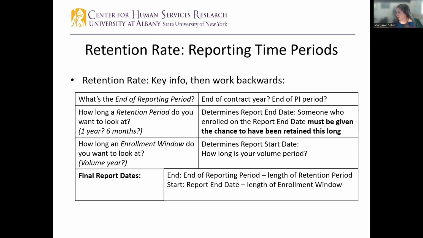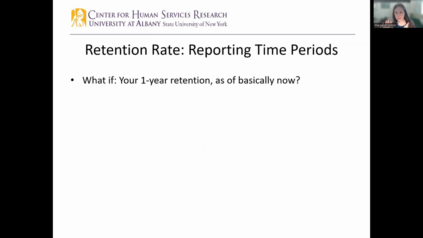So your final report dates. So what you type into MIS, the end date is going to be the end of your reporting period minus the length of your retention period. And the start date is going to be the report end date minus the length of the enrollment window. So figure out your endpoints, work backwards from there. So let's see how this actually plays out. So let's say you wanted to take your 1 year retention as of basically now. It's May 9th. So we're going to say as of April 30th.